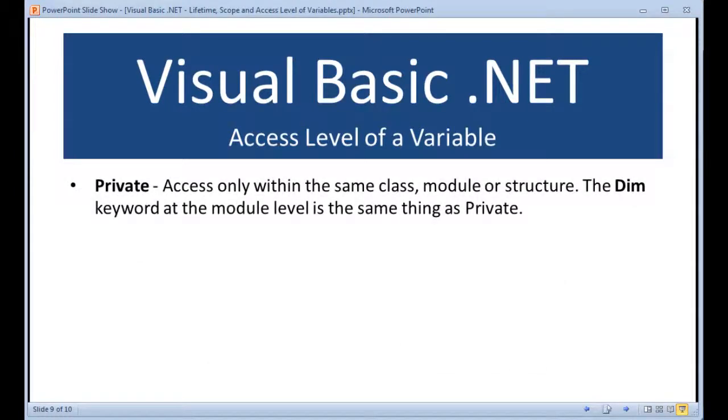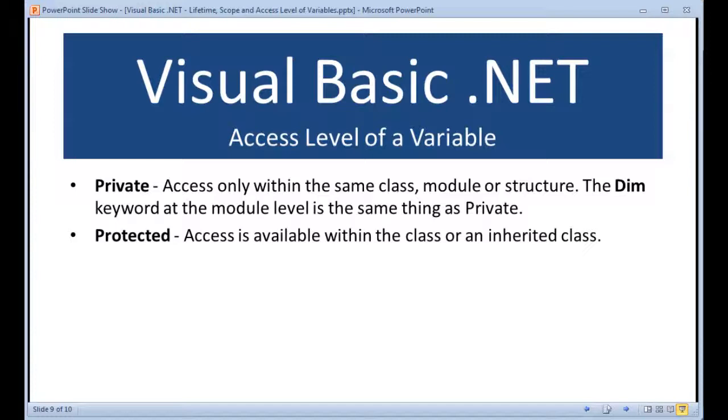Now, we can declare a variable as private, accessed only within the same class, module, or structure. And if we use the dim keyword at the module level or class level, it's the same thing as declaring it as private. Only that particular module or class can use that variable, and it is seen by other parts of the program only if it's within the class itself. Outside the class, it's not available.